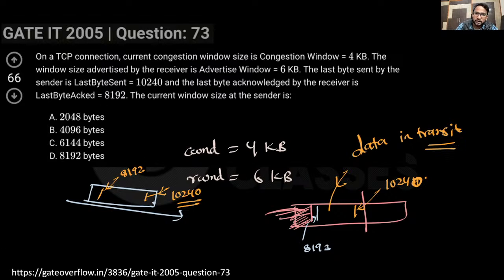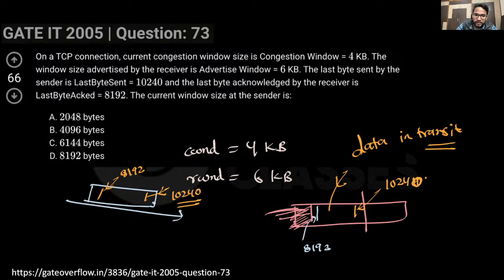Now what they are asking is the current window size at the sender. Since it has not got the acknowledgement of this, how many bytes is it? Let me know what answer you are getting. See, the congestion window is given to us, and the advertised window is also given to us.